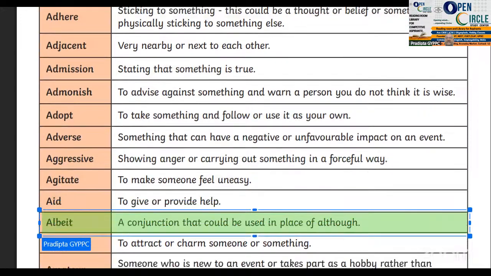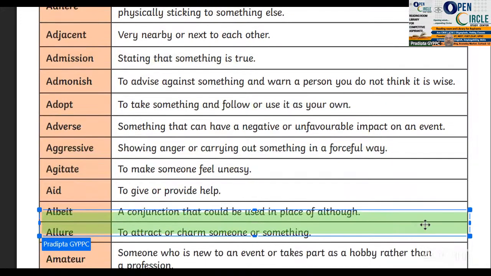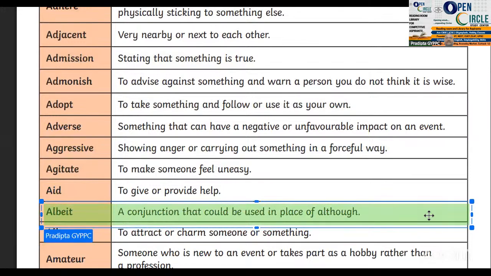Next one, albeit. Albeit is basically a conjunction. A conjunction that talks about although. जैसे हम कहते हैं, although I was tired, I kept on working. Albeit I was tired, I kept on working. Albeit is kept in the middle of the sentence, not in the beginning of the sentence.